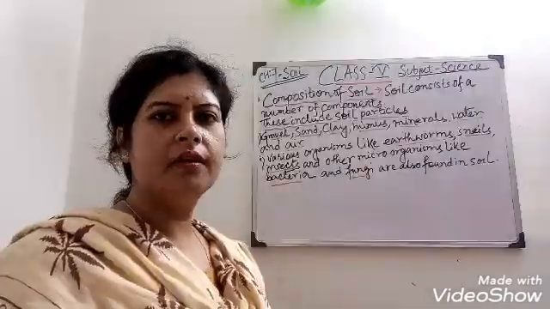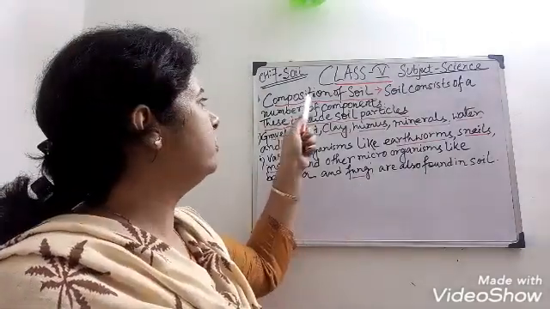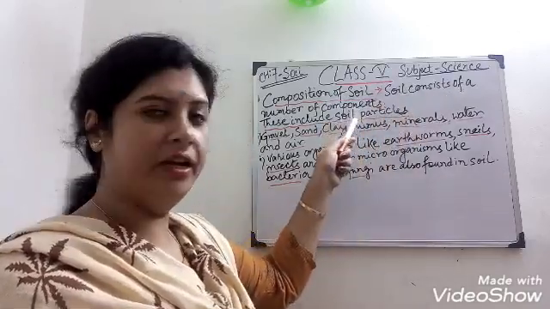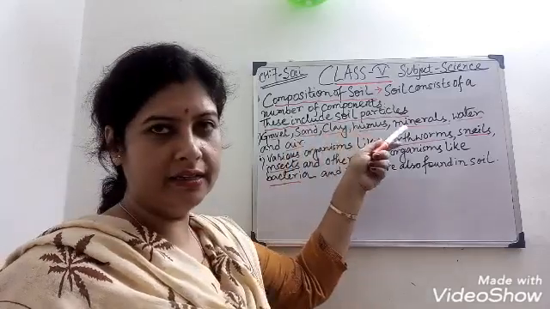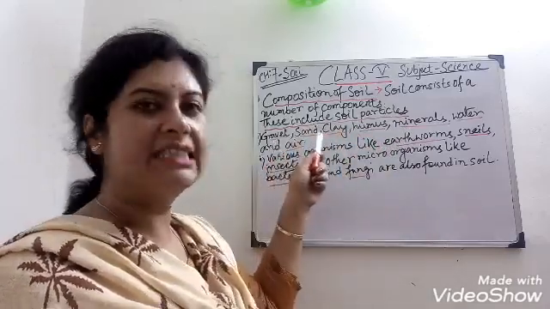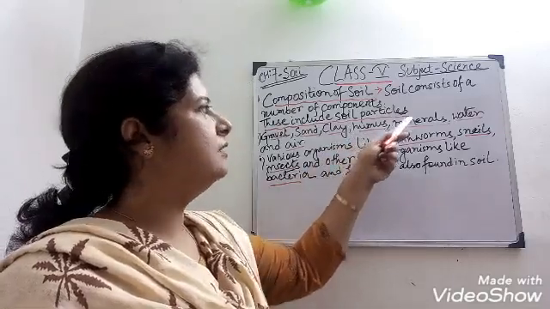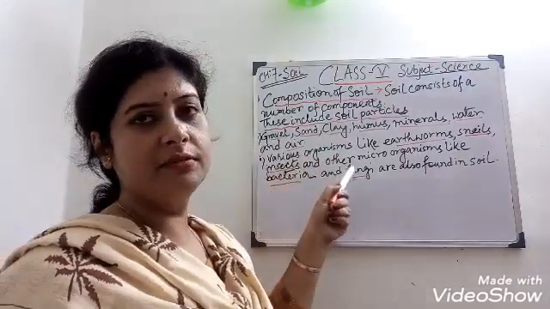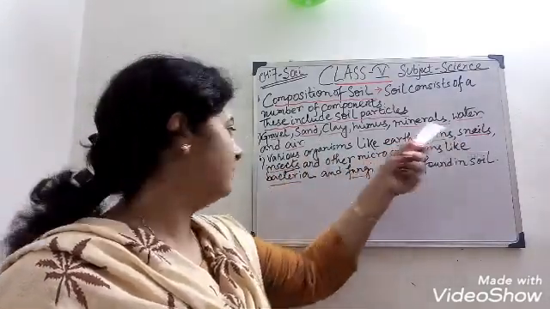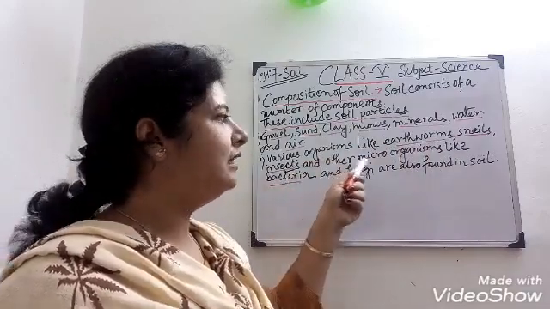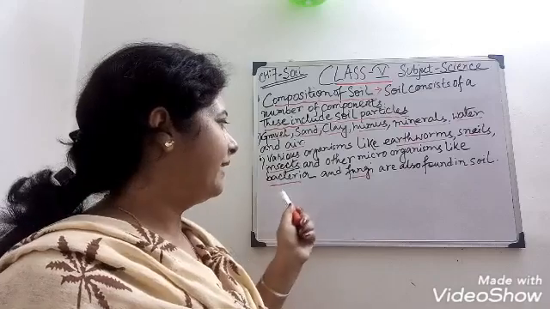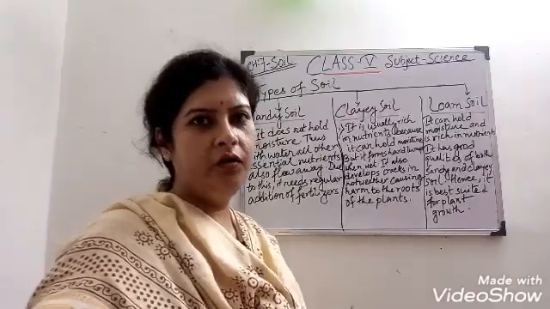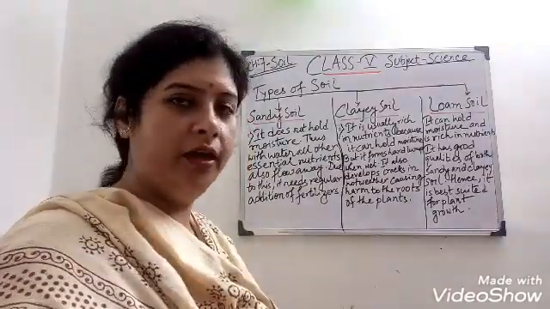Clear, children? Our next topic is composition of soil. Soil consists of a number of components. These include soil particles like gravel, sand, clay, humus, minerals, water and air. And various organisms like earthworms, snails, many insects and other microorganisms like bacteria and fungi are also found in the soil.